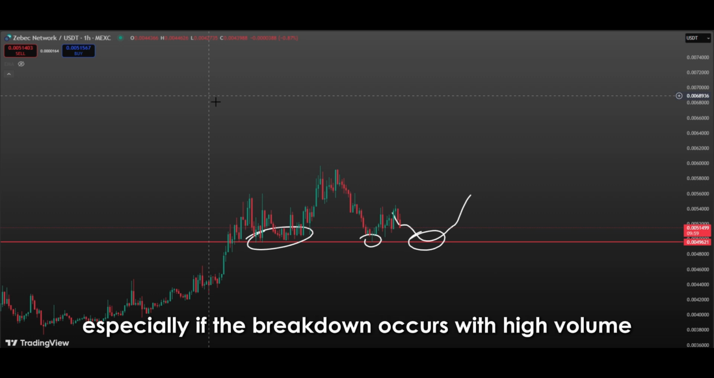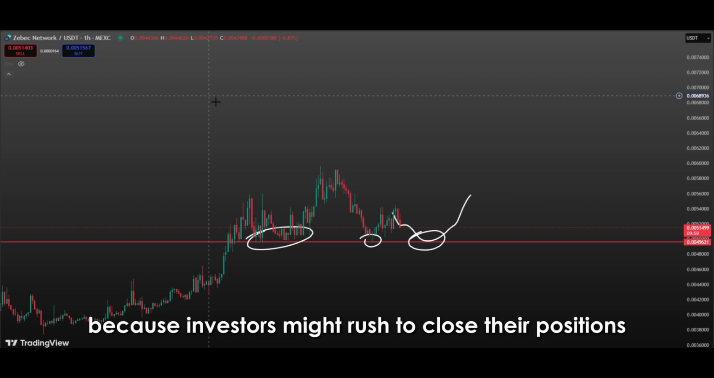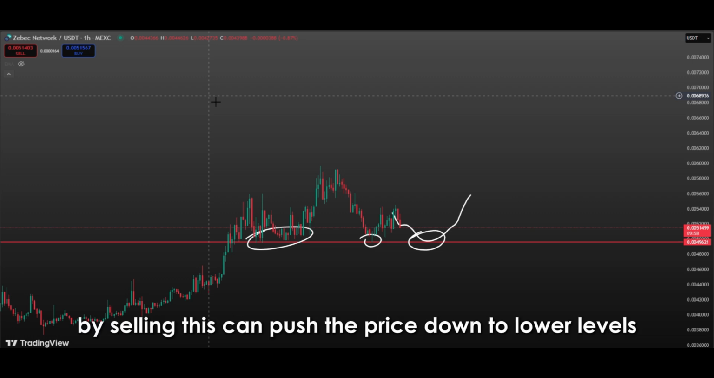This leads to an acceleration of the decline or a deepening of the downtrend. Especially if the breakdown occurs with high volume, the decline may become even sharper because investors might rush to close their positions by selling. This can push the price down to lower levels.